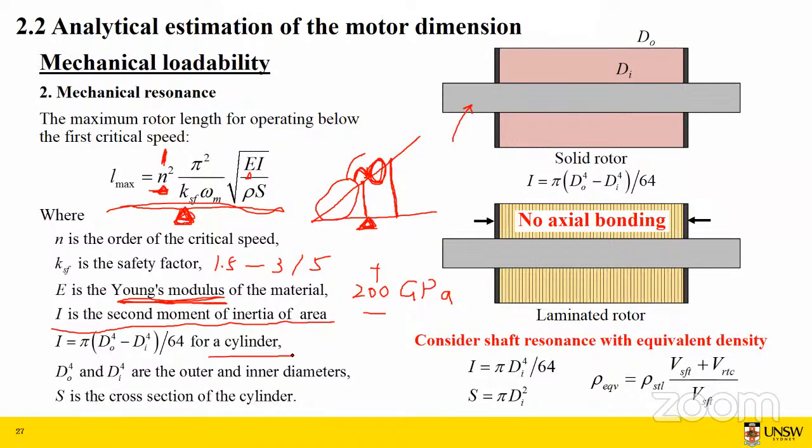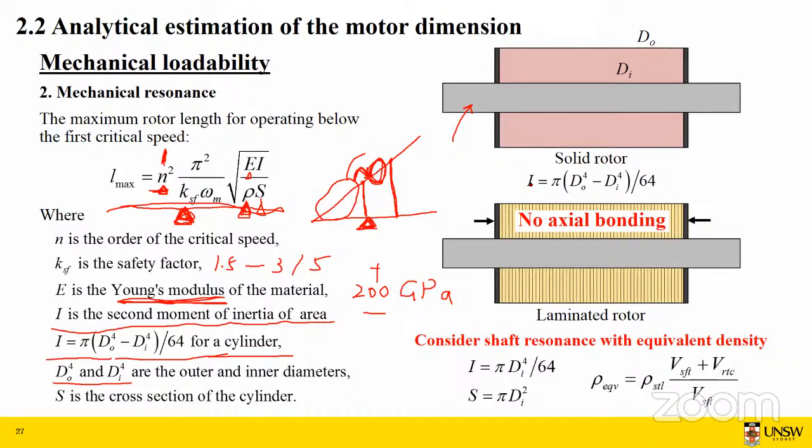So for a cylinder, I equals pi times the outer diameter to the power of 4 minus the inner diameter to the power of 4, divided by 64, okay, for a cylinder. And here DO and DI are the outer and inner diameters. And finally, S is the cross-sectional area of the cylinder. And this is the mass density of the material.